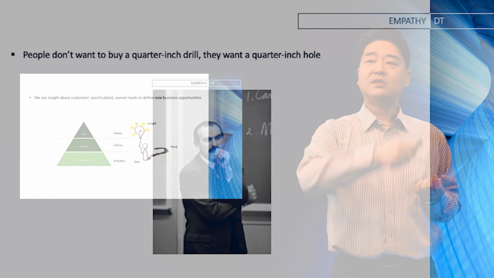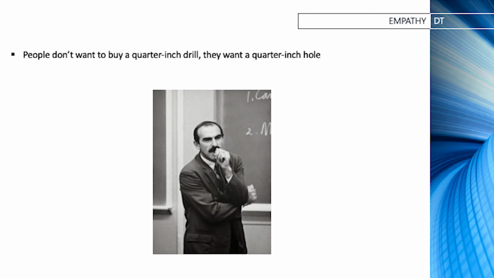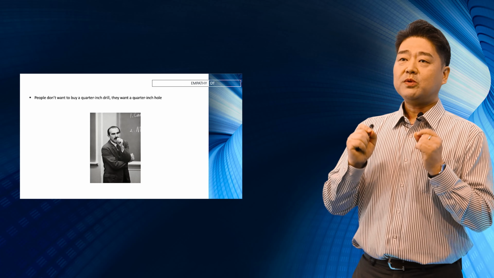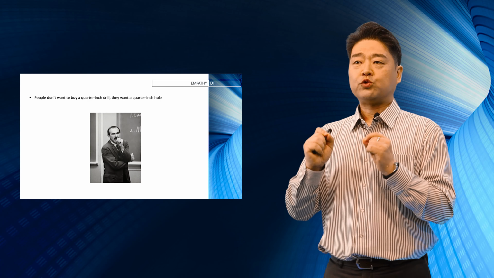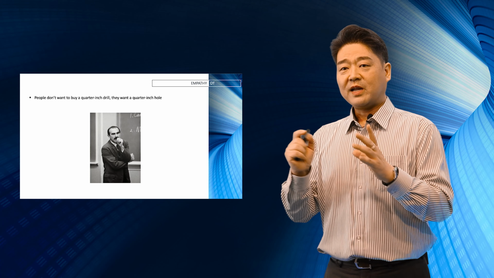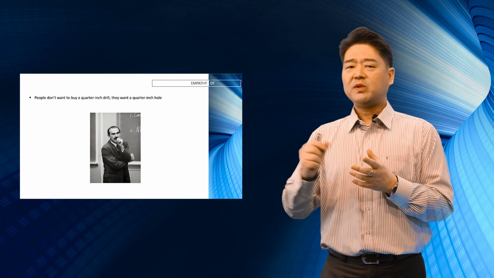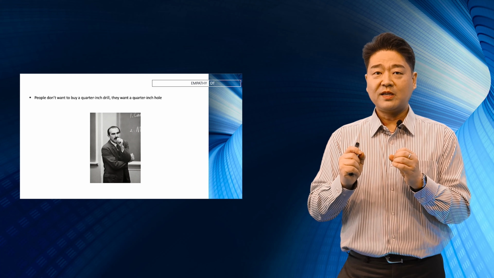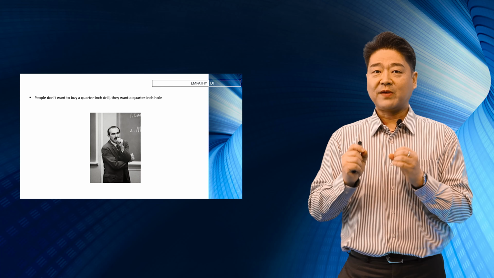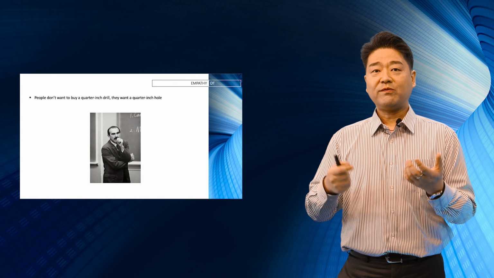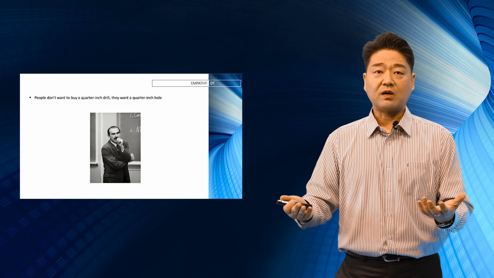Now take a look at this one. His name is Theodore Levitt, the one professor that I really admire. This is what he said. People do not want to buy a quarter-inch drill. They want a quarter-inch hole on the wall. Now, about the same thing, Henry Ford once said, if I asked my customers about what they wanted, then they would have said, a faster running horse. If that was the case, Henry Ford never would have built a car.